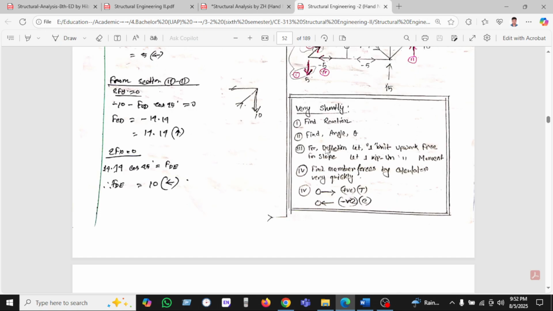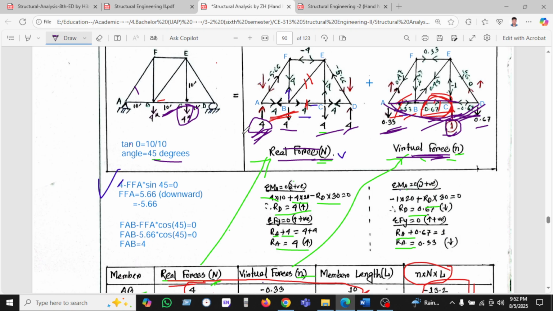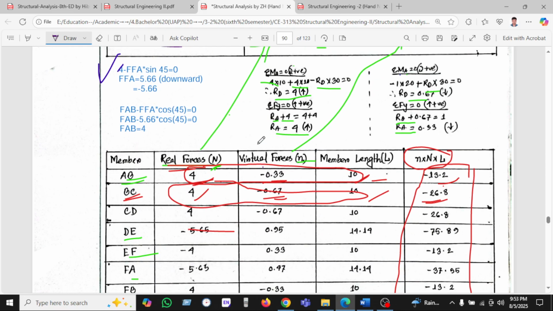Then we can find the deflection due to the 1 unit load, and find the member force by quick calculation. How do we calculate quickly? This force is upward, so this member must act downward. In the same way, this load reaction is downward, so this member must be in the opposite direction for the sake of equilibrium. Then we found 5.6 and 4, and we calculated all the members.